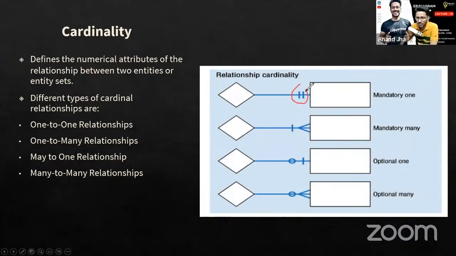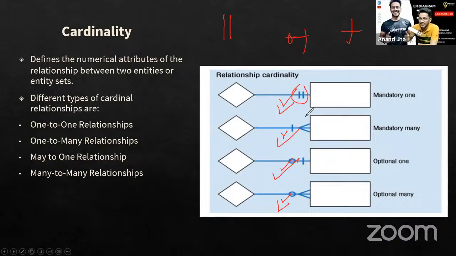Sometimes you will find only one like this. Sometimes you will find a circle with this. What does this mean? This is very, very important for you to understand. Until you understand this, you won't be able to understand the ER diagram. I'll talk about an example of all. Mandatory one: this indicates mandatory and this indicates one.